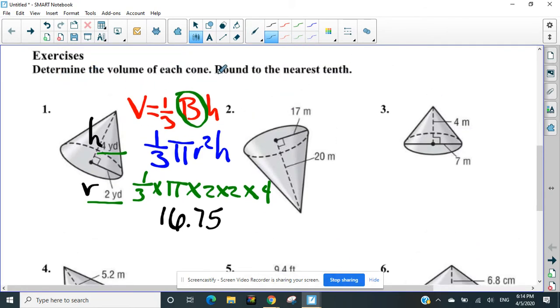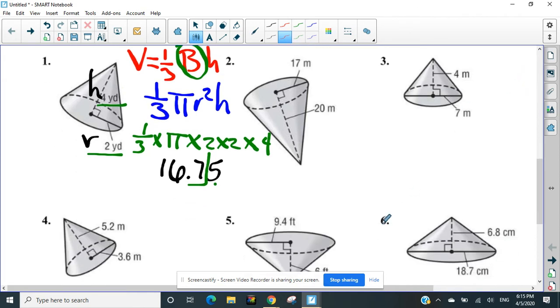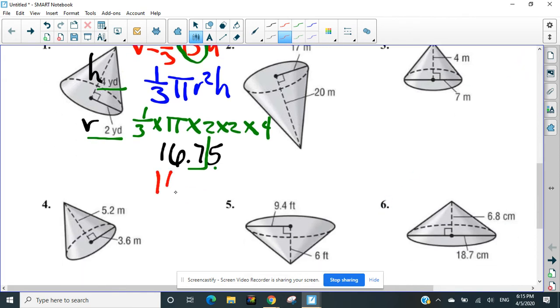Now here, it says determine the volume of each cone, round to the nearest tenth. So we're gonna have to cut it on the tenth value, and we're gonna use the 5 to tell us whether to give it a rest or to add one more. So since this is 5 or more, we have to add one more. So our final answer is going to be 16.8 cubic yards. Okay, so there you have it.